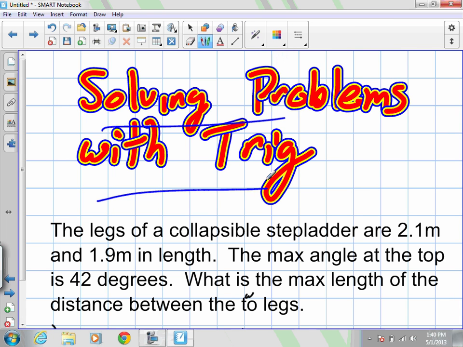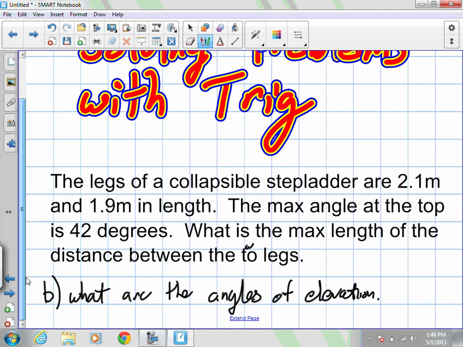We're going to go over problem solving with trig. Specifically, we're going to talk about how to set up a diagram from a word problem. It says the legs of a collapsible step ladder are 2.1 meters and 1.9 meters in length. The max angle at the top is 42 degrees. What is the max length of the distance between the two legs? And then part B, we'll find the angles of elevation.